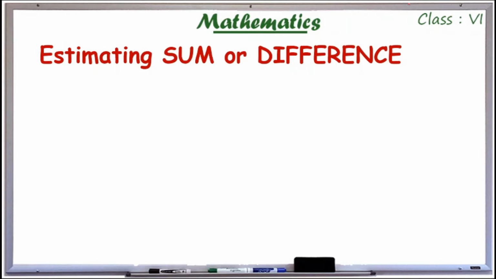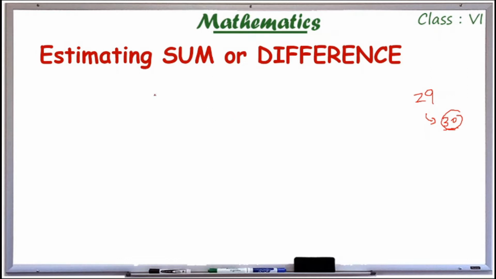Yesterday we discussed how to estimate numbers. Today we are going to discuss how to estimate sums, differences, and products. Yesterday we saw how to estimate a number to its nearest tens, hundreds, thousands and so on. For example, 29 can be estimated to the nearest ten, 30. Estimation simply means approximation, a nearest number, a rounding off.